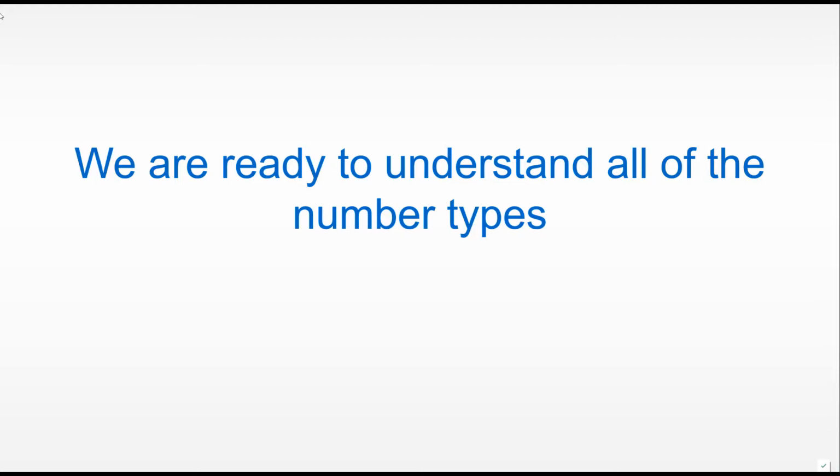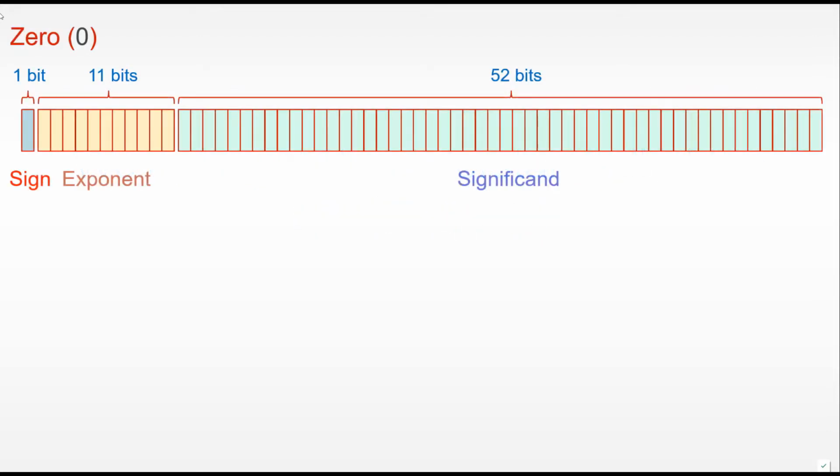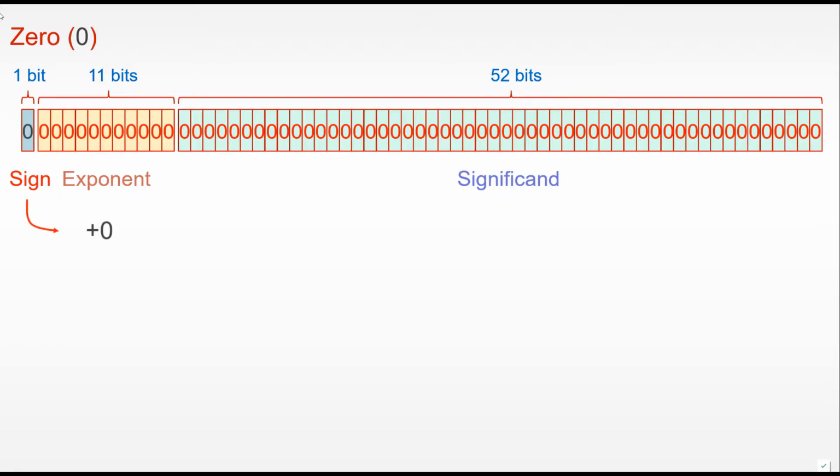Now that we understand how numbers are stored in memory in JavaScript, we are ready to understand what the different types of numbers that are allowed are. For example, the number 0 is a number which has all 0 bits in the 11 bits of the exponent and all 0 bits in the 52 bits of the significand. Notice that there is no condition for the very first bit, and we do in fact allow a positive 0 and a negative 0 because of that.